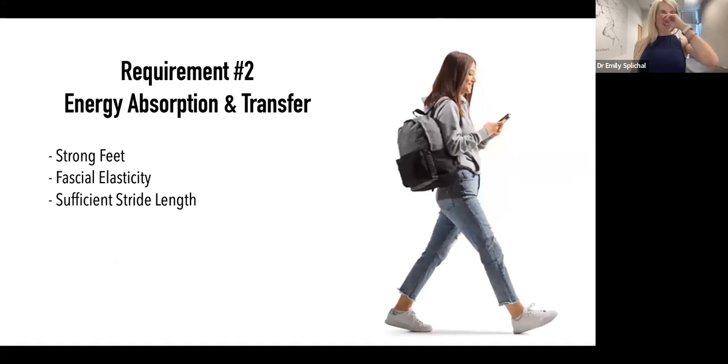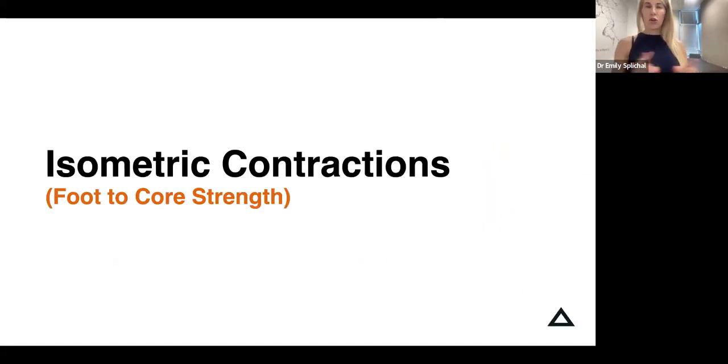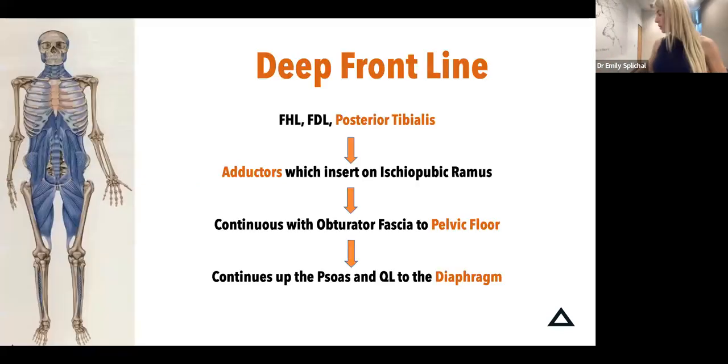That's your first requirement, and that is by far one of the most important requirements. Requirement number two: you have to be able to absorb energy and transfer it. For this, you have to very rapidly be able to isometrically contract your feet and create tension. This foot-to-core strength is built around that forward lean that I showed you, or short foot. Forward lean and short foot activate the integration of your feet to your core, via the deep front line that we see here. Really, the action of short foot is pushing your toes down into the ground.